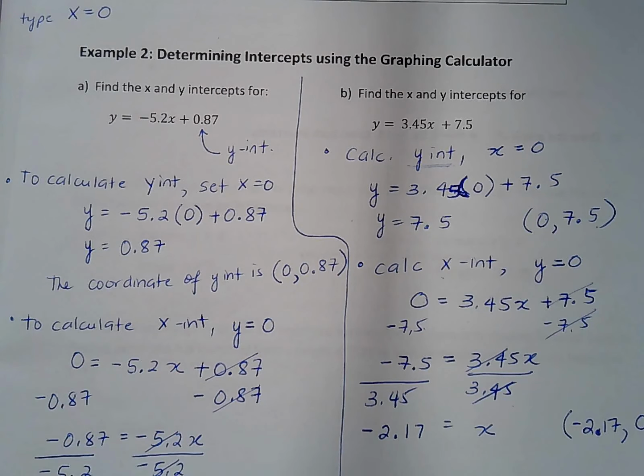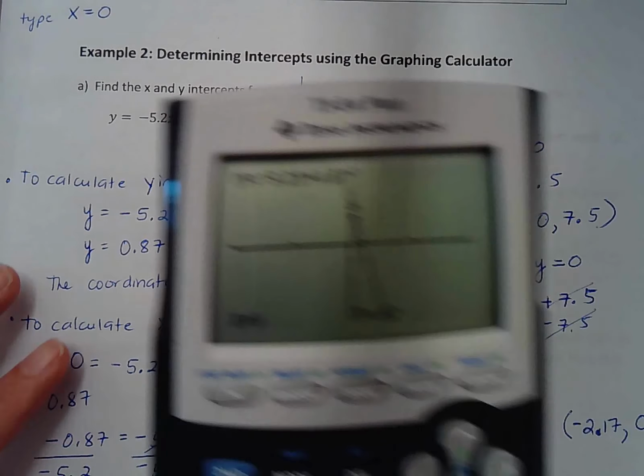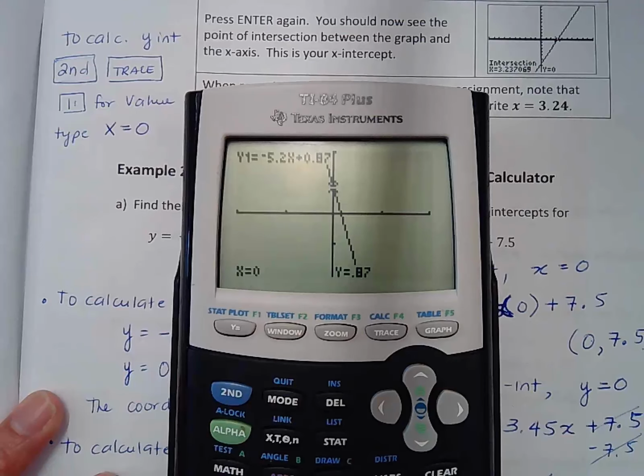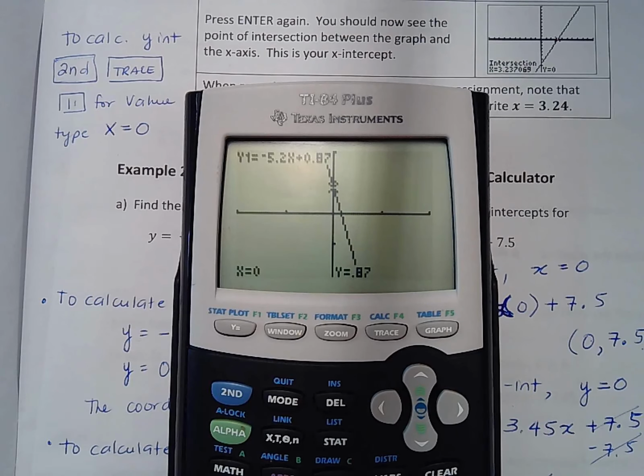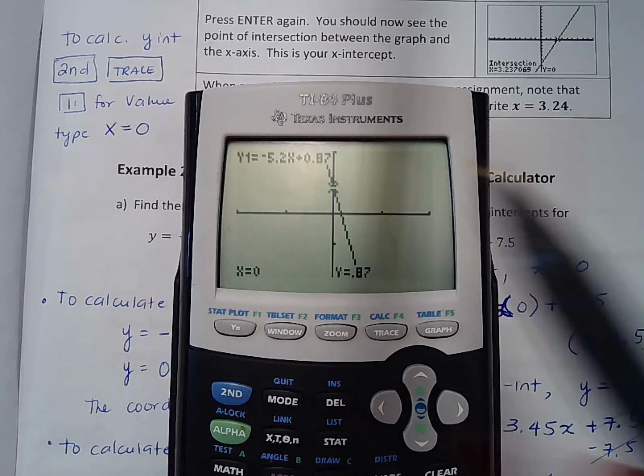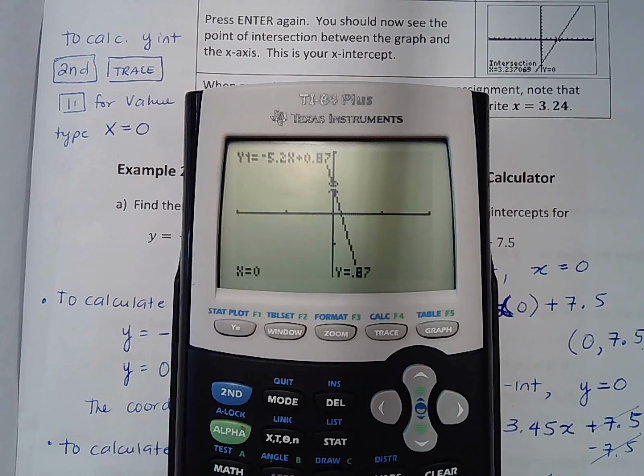Now the other one, the x-intercept. The x-intercept is a little bit more complicated using our graphing calculator. So let's walk through it first, and then I'll write down the steps, okay? So in this calculator, it's very old, very archaic. You cannot type in 0 for y, okay? So here's what we're going to do.